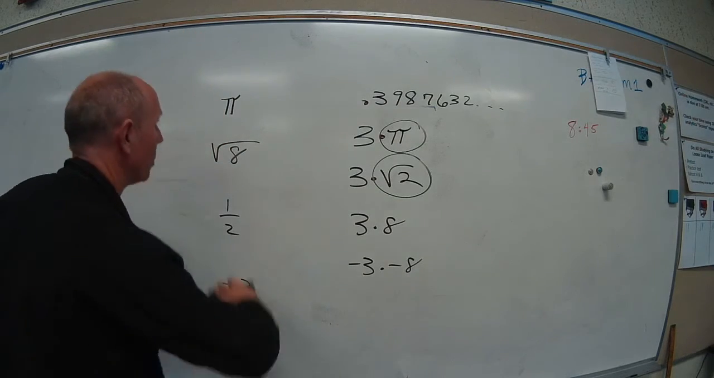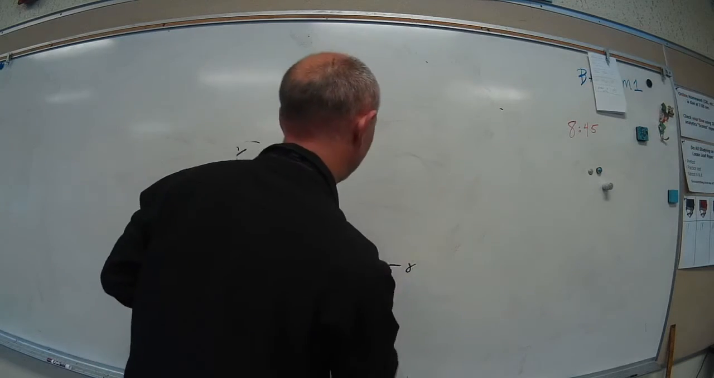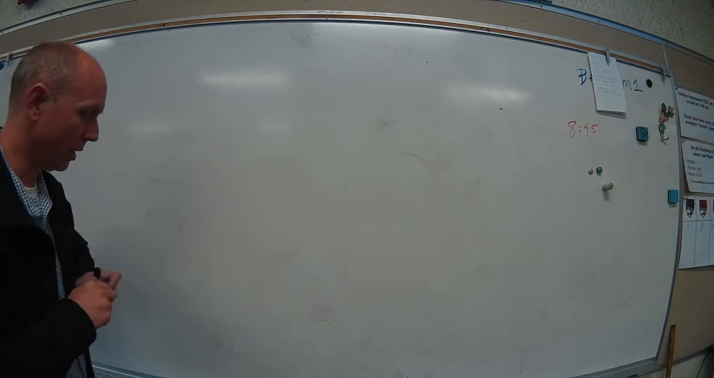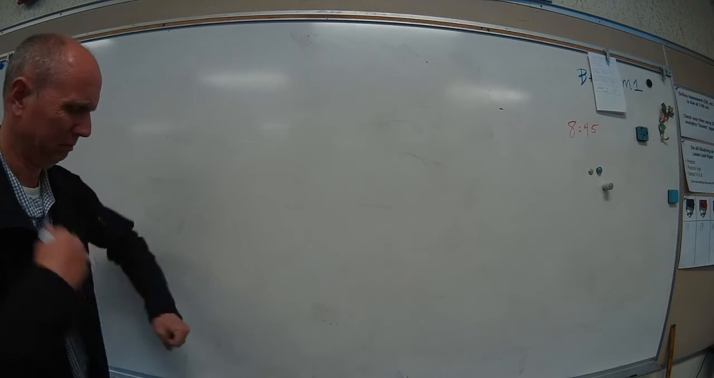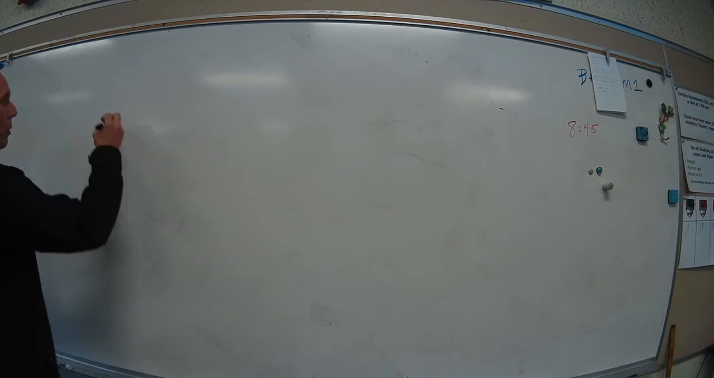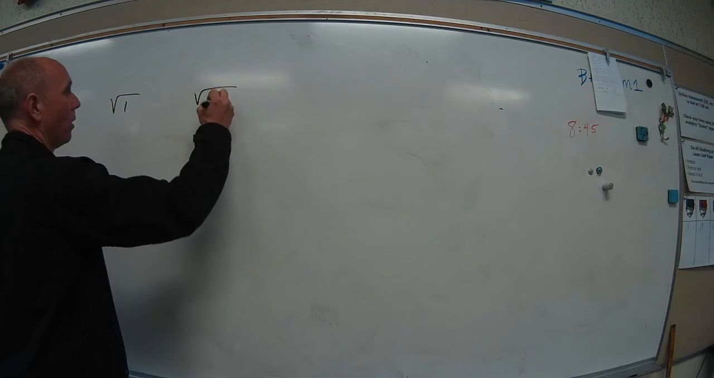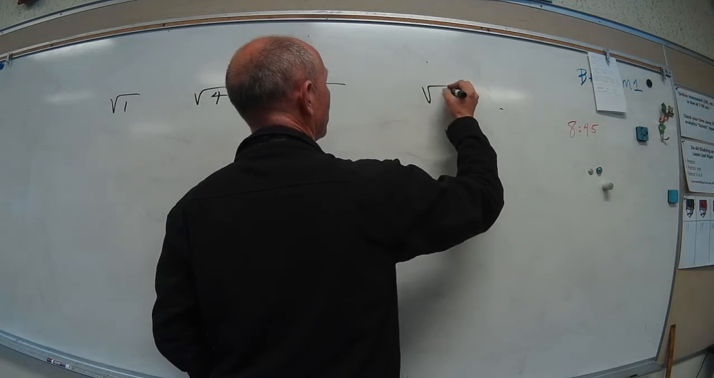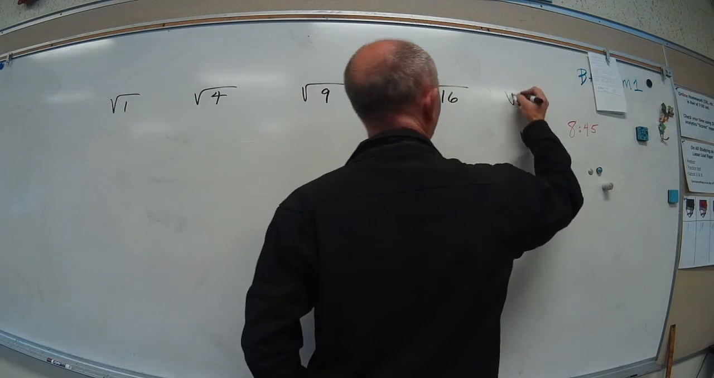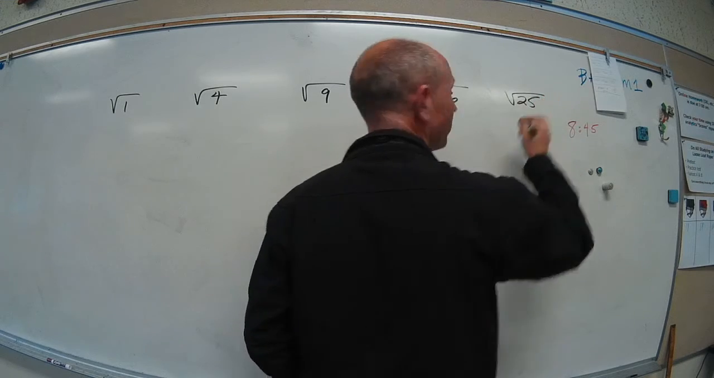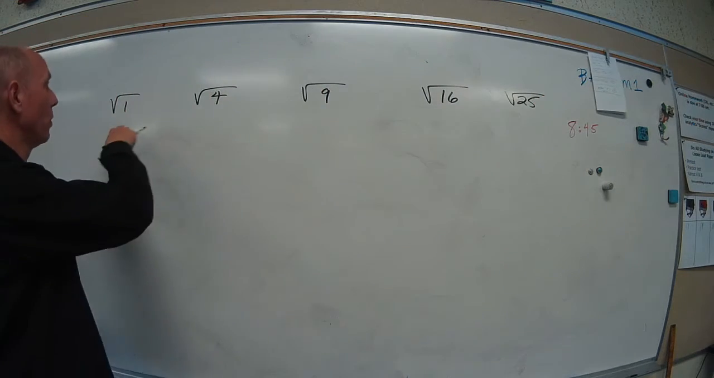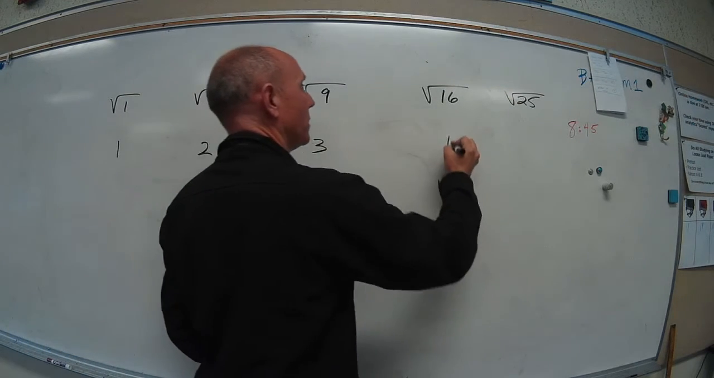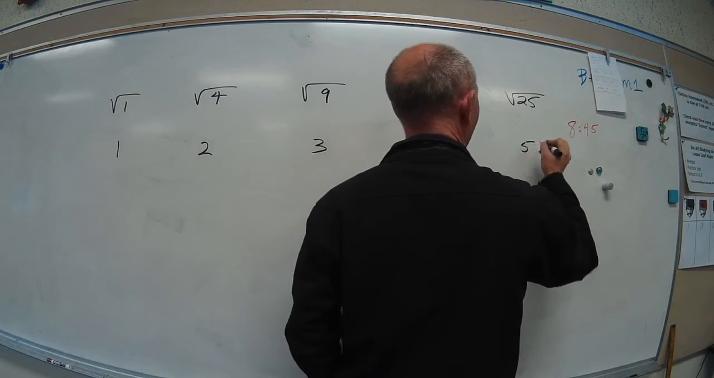Next, approximating square roots. At this point, you should know a whole bunch of square roots. I'm just going to do up to like 5. The square root of 1, the square root of 4, the square root of 9, the square root of 16, and the square root of 25. What's the square root of 1? Well, it's 1. Square root of 4 is 2. Square root of 9 is 3. Square root of 16 is 4. And the square root of 25 is 5.